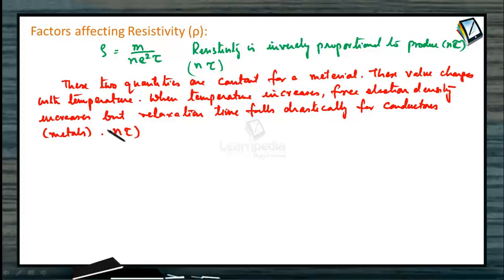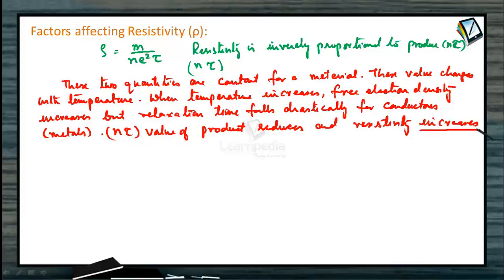The increase in the tau value of the product reduces, and resistivity increases. Therefore, for metals, resistivity will increase with temperature, same as that of resistance. At 0 degree centigrade, suppose resistivity is rho naught. At T degree centigrade, resistivity is rho T.